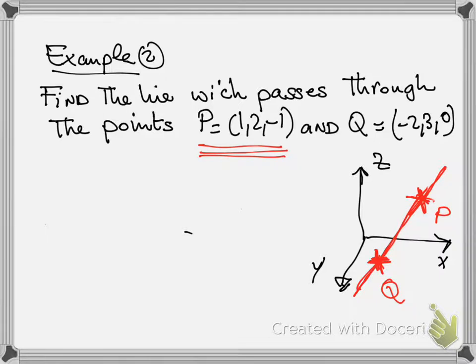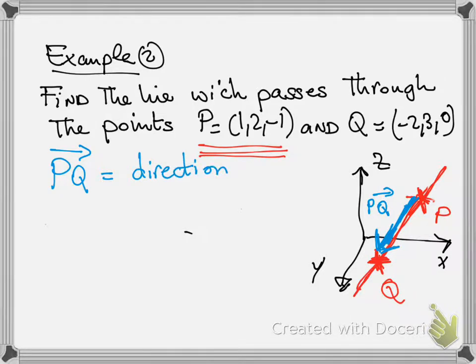So here, can we find a vector which is parallel to the line? Yes. So if you take the vector which goes from P to Q, so if you take this vector here, which goes from P to Q, right, so the vector PQ, well, the vector PQ, it's parallel to the line, right? It's parallel to our red line, okay? So PQ would be a direction vector of our line.